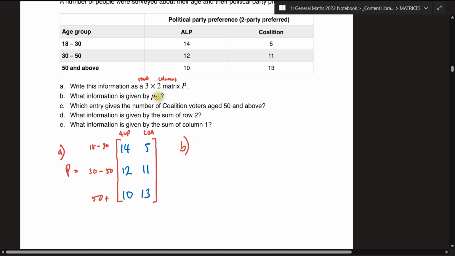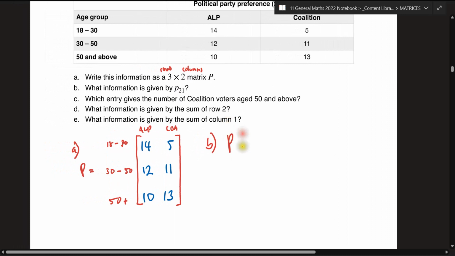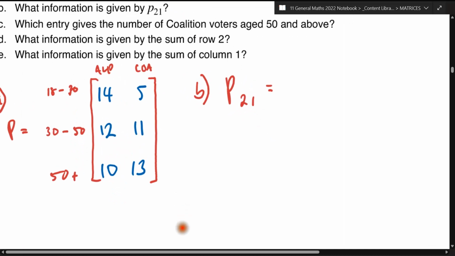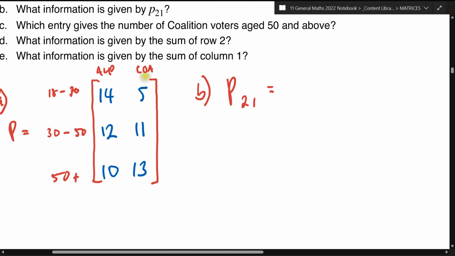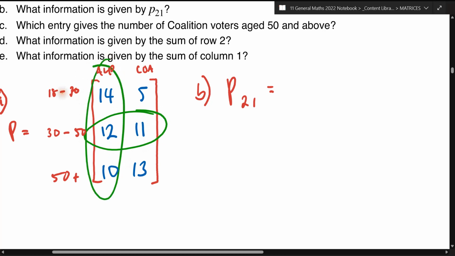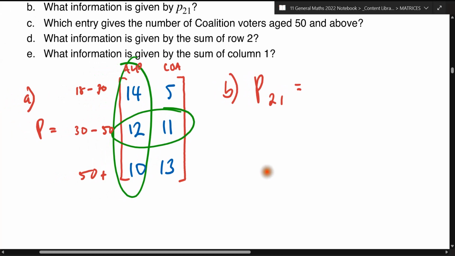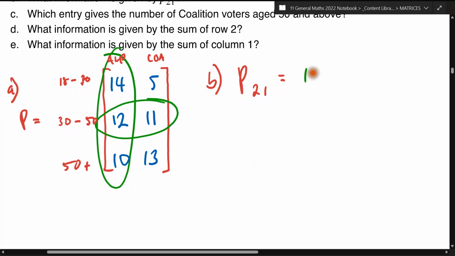Okay, question B. What information is given by P21? So in matrix P, row 2, column 1, what is that saying? So let's look at it. Row number 2, which is this row, column number 1, which is that column there. Sorry guys, row number 2, column number 1, my bad. Row 2, column 1. All right, so what that's saying is in row 2, column 1, it's the number 12.